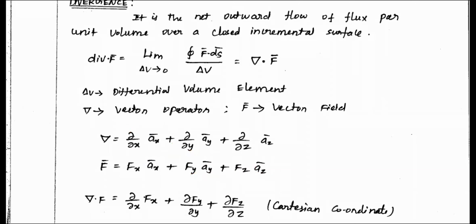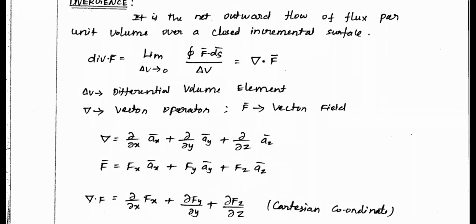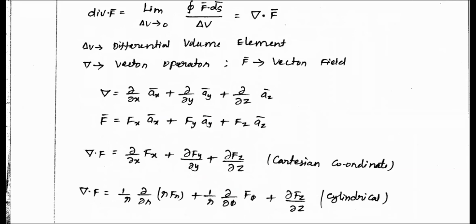That's why a_x dot a_x is 1. So what you get is the differentiation of F_x with respect to x, similarly F_y with respect to y, and F_z with respect to z. This is for the simple Cartesian coordinate system. For another coordinate system, they will mention the components as F_r, F_phi and F_z like that.